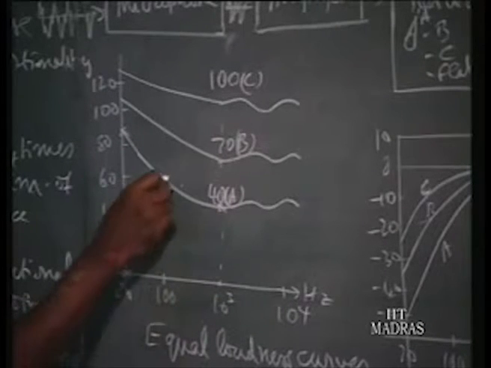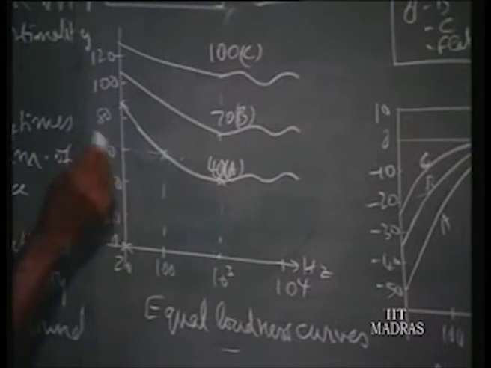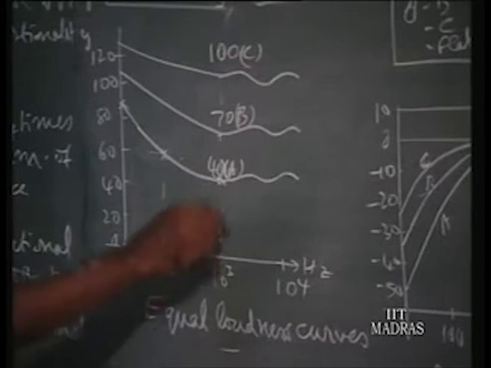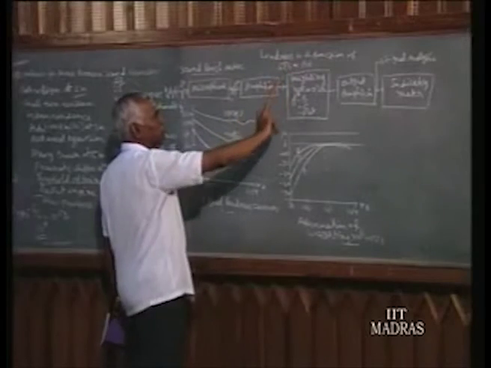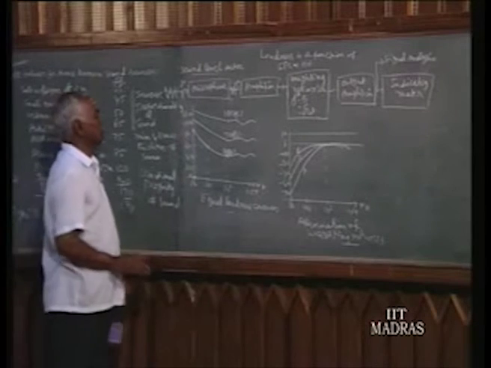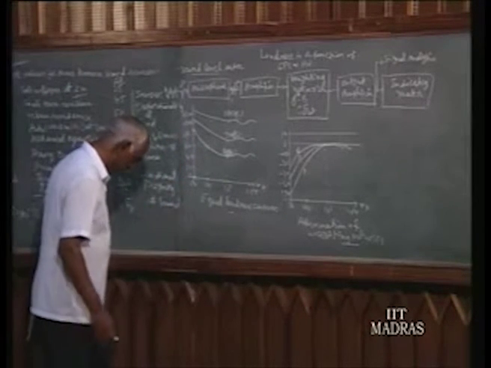So say for example, suppose it is 100 hertz, then 60 decibel at 100 hertz will make a noise equal to 40 decibel at 1000 hertz. That is why I have put loudness is a function of SPL and the frequency. So what we are measuring in this sound level meter is the loudness.